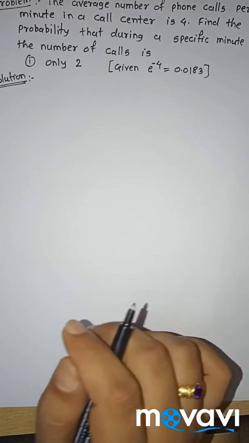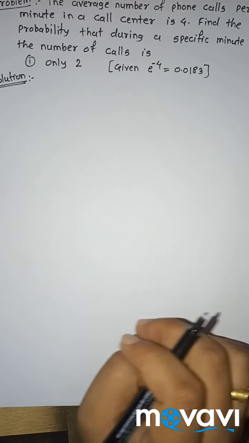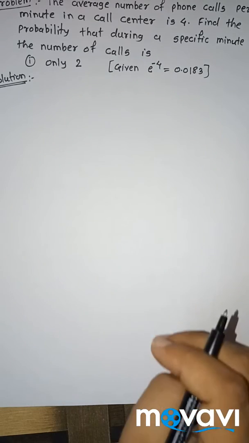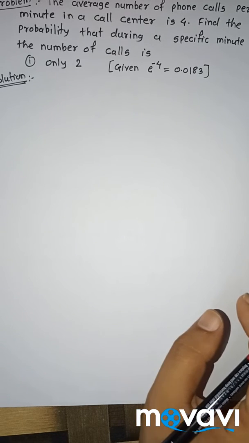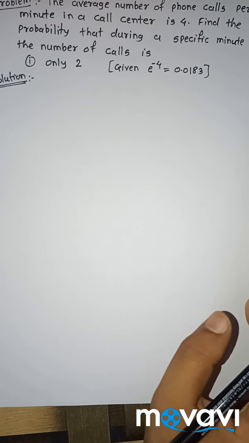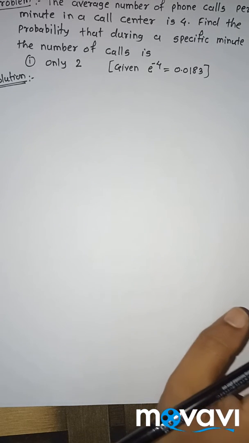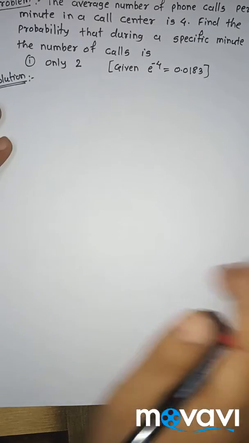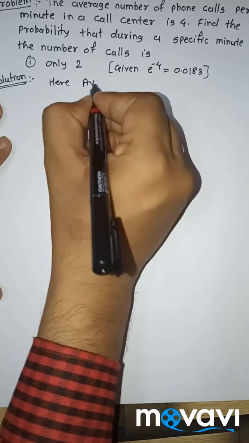The average number of phone calls per minute in a call center is 4. Find the probability that during a specific minute the number of calls is only 2. Given e raised to minus 4 is 0.0183.